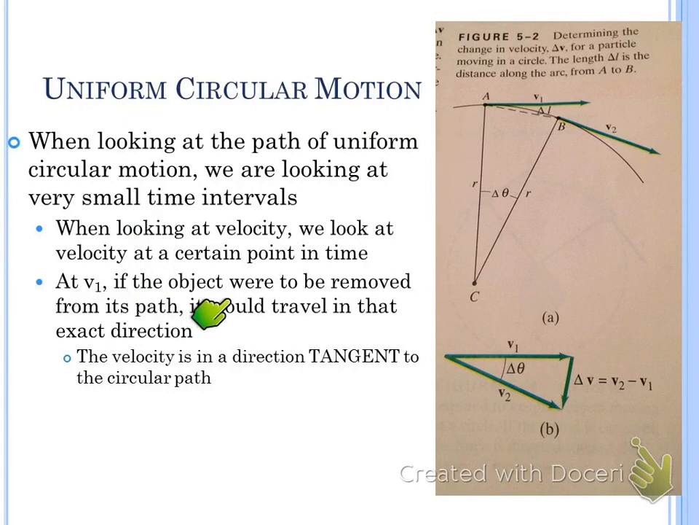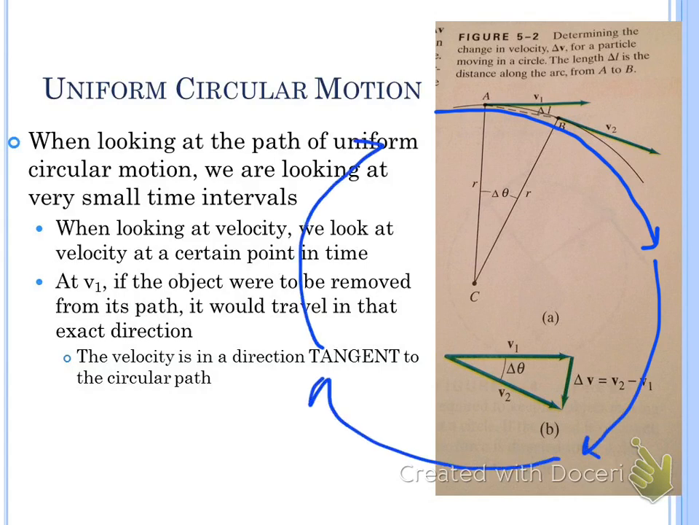Okay, at V1, if the object were to be removed from its path, it would travel in that exact direction. So here we see our object moving in a circular path, in this direction. If for some reason it removed itself from that circular path, it would not continue to travel in a circle. So if we were to remove an object from a circular path, would it keep going in this circular path if I let go? No. What would it do?